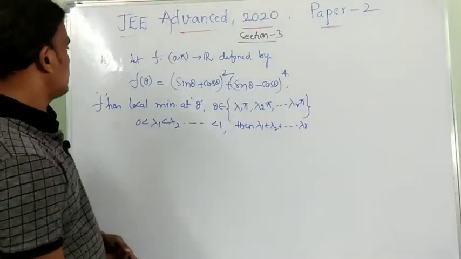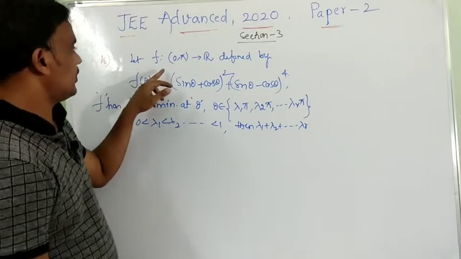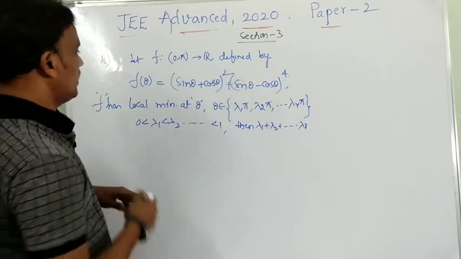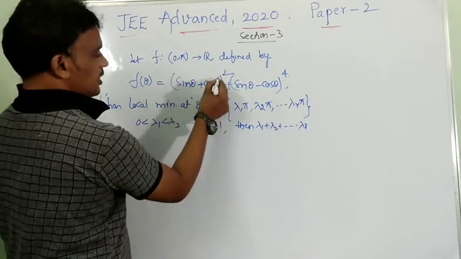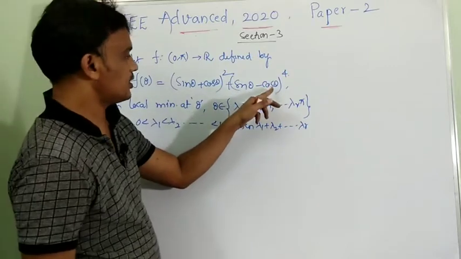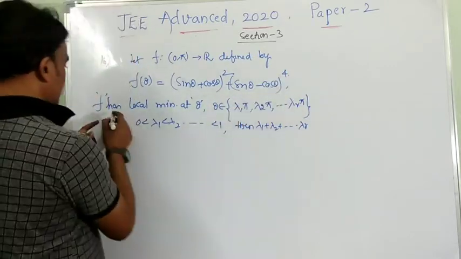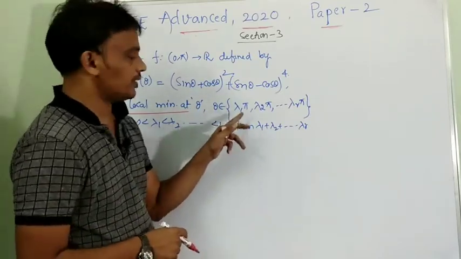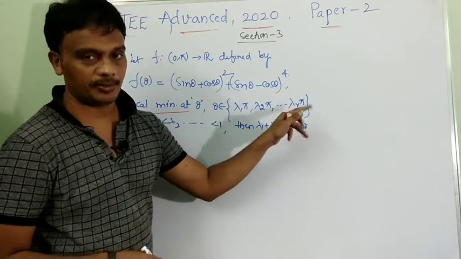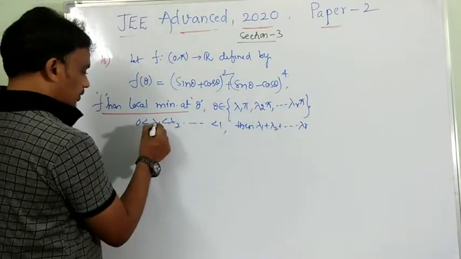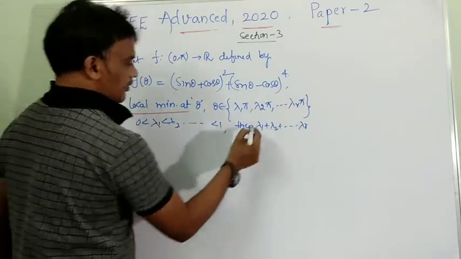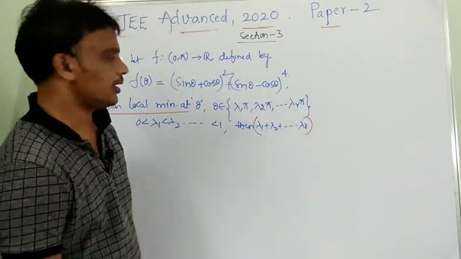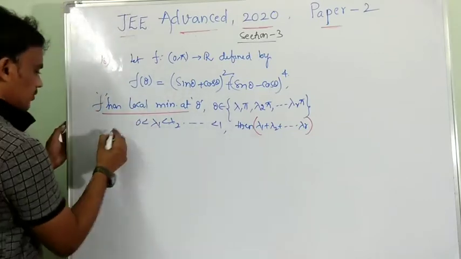So coming to that 18th problem, f is defined on the interval 0 to pi by 2, open, by f of theta equals sin theta plus cos theta whole square plus sin theta minus cos theta whole power 4. Then f has a local minimum value at theta, where theta belongs to lambda 1 pi, lambda 2 pi, and so on, lambda r pi, where lambda 1, lambda 2 values lie between 0 and 1. Then finally they are asking the value of lambda 1 plus lambda 2 plus and so on lambda r.